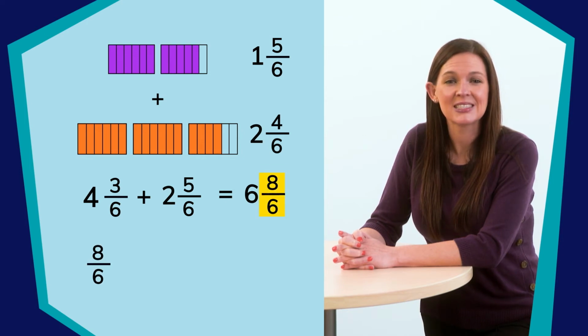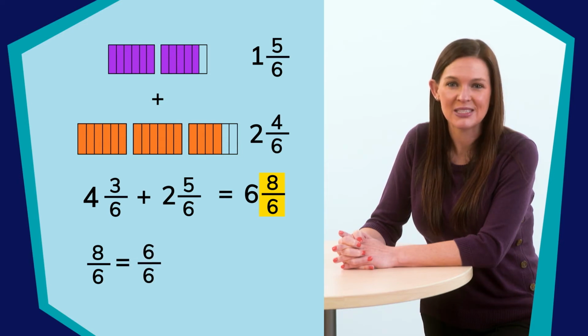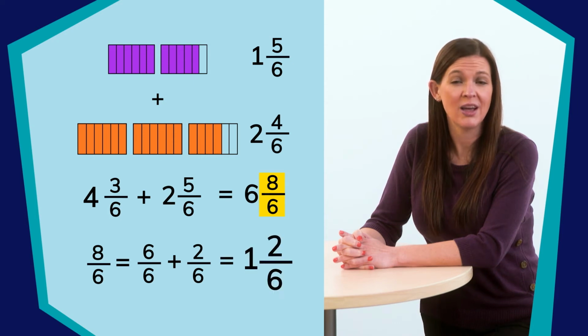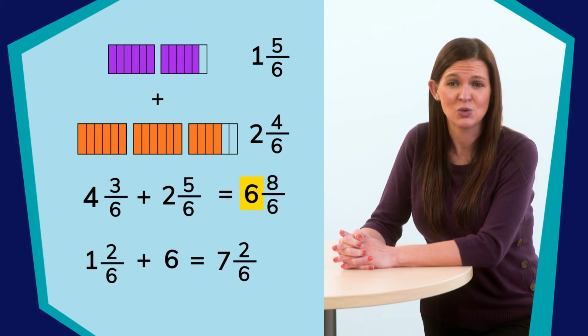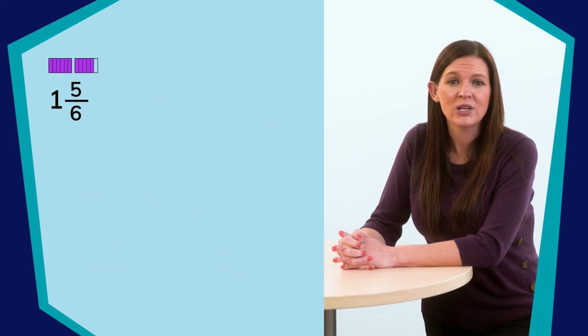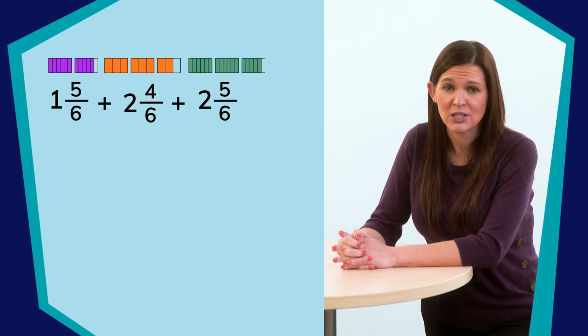Again, 8/6 is a fraction greater than 1. But I know that 6 pieces makes a whole, and that would leave 2 remaining. So 8/6 is equivalent to 1 2/6. And when I add that to 6, we get 7 2/6. I am going to need a lot of soil for these planters.